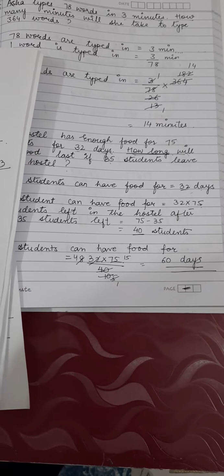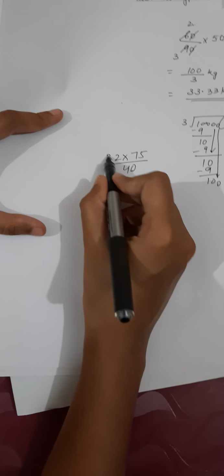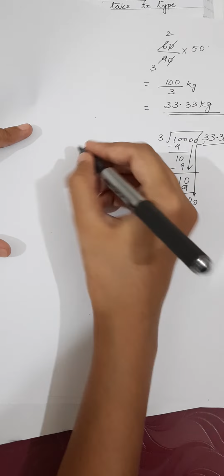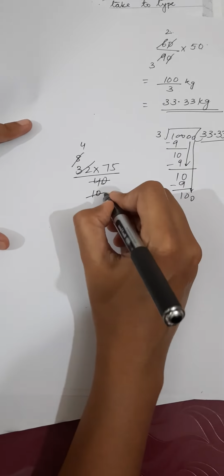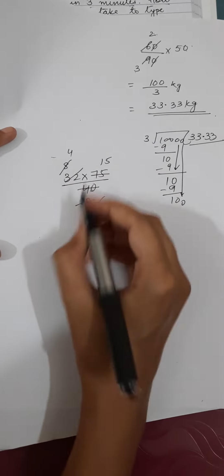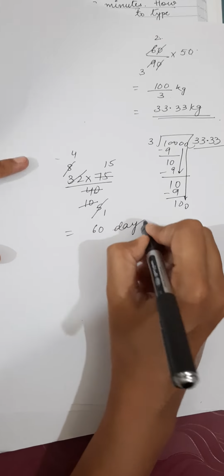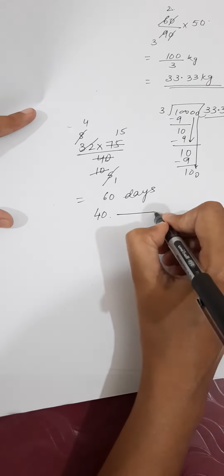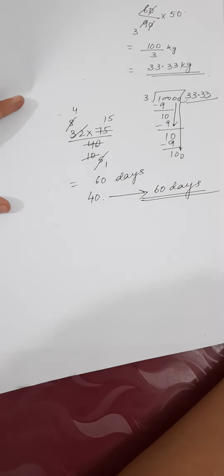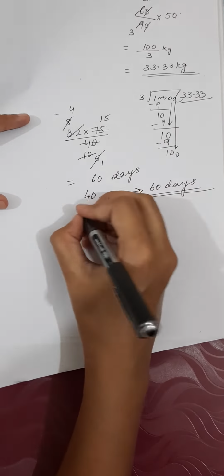32 into 75 upon 40. Now let us cancel it. I am cancelling these two on the table of 4. 4 8s are 32, 4 10s are 40. Then 2 4s are 2, 5s are 10. Then 5 1s and this is 15. So 15 4s are 60. So this means if 40 students are left, for them the food is of 60 days. This is left for 60 days. For 60 days they are having the food.